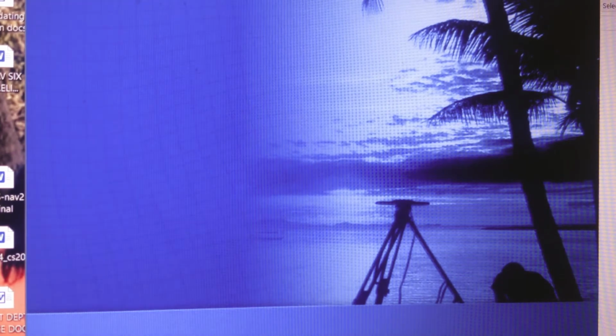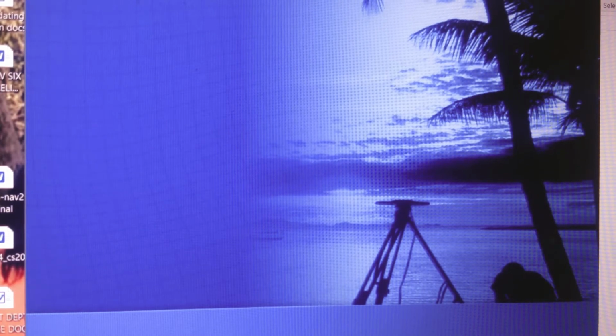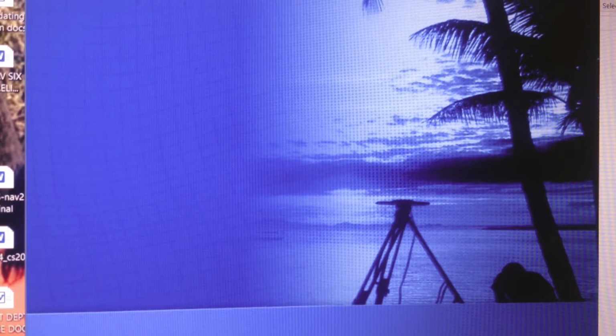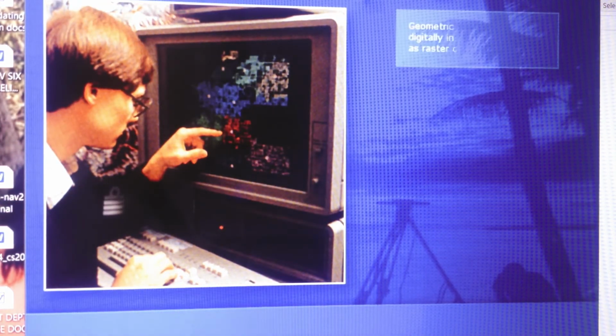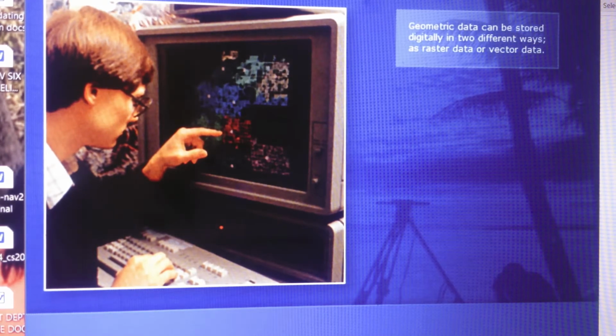Position-related information about a landscape is referred to as geographical data. The main element of geographical data is geometric data. That is, description of position, size, and shape of the objects located in the landscape. Lighthouses, houses, buoys, etc. Geometric data can be stored digitally in two different ways: as raster data or vector data.